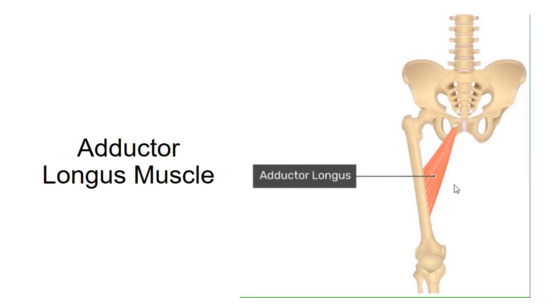It is then inserted into the middle third of linea aspera of femur, just lateral to the origin of vastus medialis muscle. In doing so, it covers the anterior aspects of adductor brevis and middle of adductor magnus muscles. Main action of the adductor longus, as its name indicates, is adduction of the thigh.